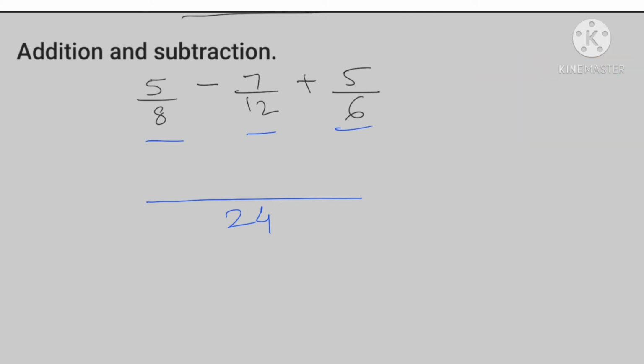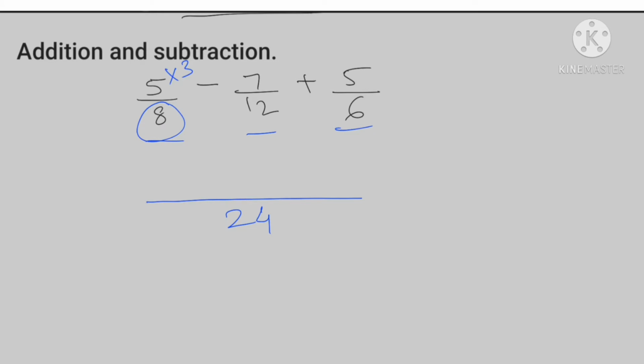Now we'll see the denominator first. The denominator should be exactly divisible into the LCM, so we'll divide 24 by 8, which will give you 3. So we write times 3 out here. We'll just follow the same step which we have already done: divide the LCM by the denominator and then multiply it with the numerator. This is what I have done out here. 24 divided by 8 gives 3 and then we multiply by 3.